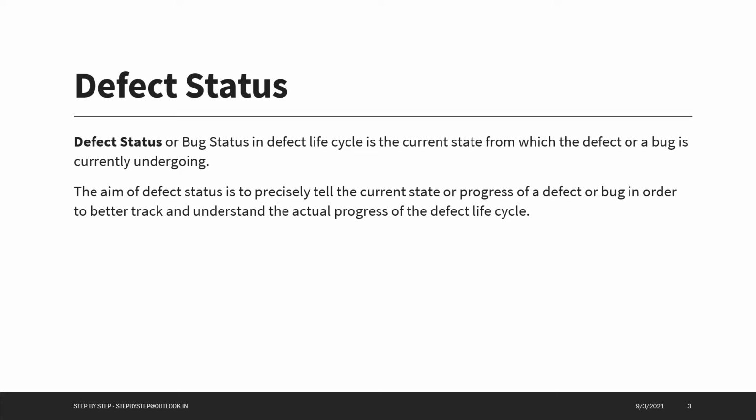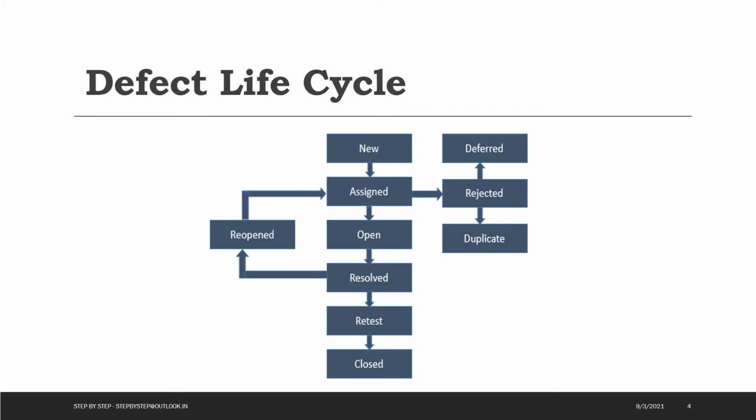Defect or bug status in the defect lifecycle is the current state the defect or bug is undergoing, which gives an idea of what state the defect is currently standing in. The aim of defect status is to precisely tell the current state or progress of a defect or bug, in order to better track and understand the actual progress of the defect lifecycle. Then this is a simple defect life cycle.